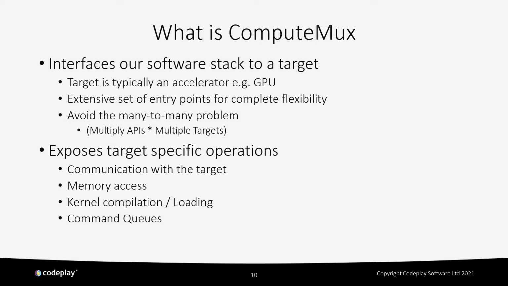By having a clear layer of abstraction, it solves the many-to-many problem, where you have many different APIs and potentially many different targets, which would exponentially grow the number of code paths that you have to support. So with one point of abstraction, you implement a single Compute Mux and you enable many APIs for that target.